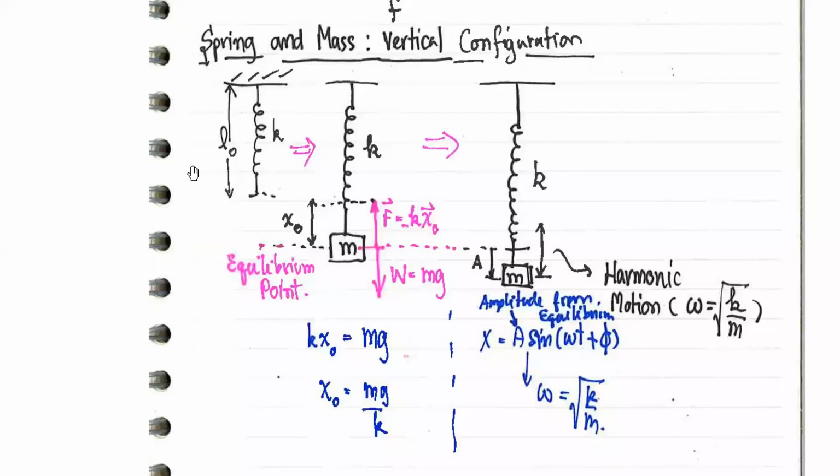Let's take a look at another configuration for spring and mass. It is the vertical configuration. In this case, as you might already notice, we have to consider the weight of the object also. So suppose we have a light spring, or the spring itself has very small weight.